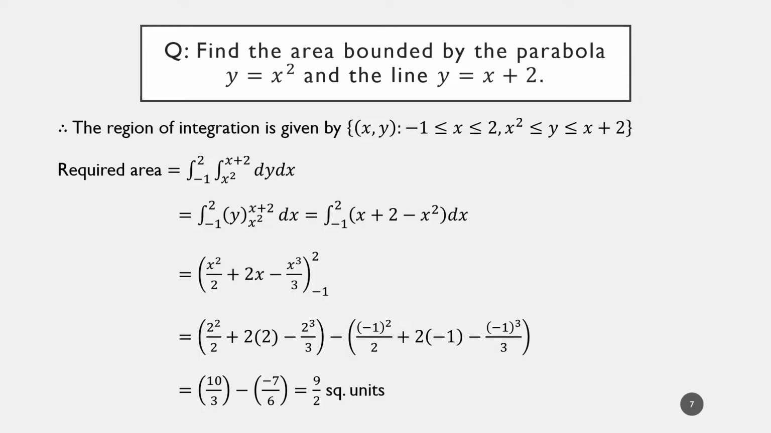So the region of integration is now given by (x, y), where variation for y is from the parabola till the line and for x is from -1 to 2. And we can write it in the form of an integral. We are integrating 1. So the integral of 1 with respect to y is y itself. Writing the lower and the upper limit here, I am left with x plus 2 minus x square. Now we are integrating this with respect to x.